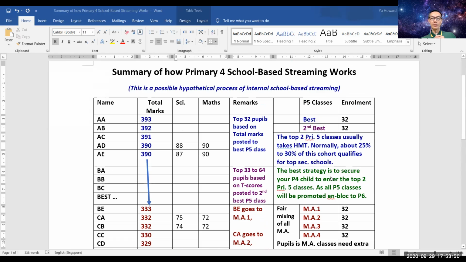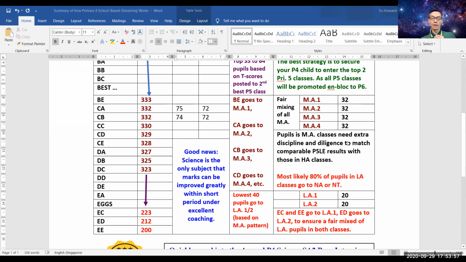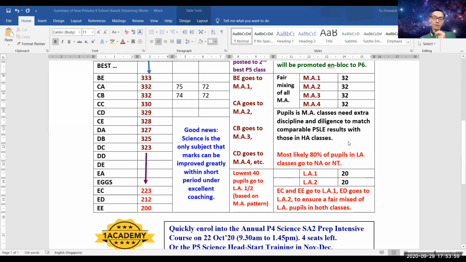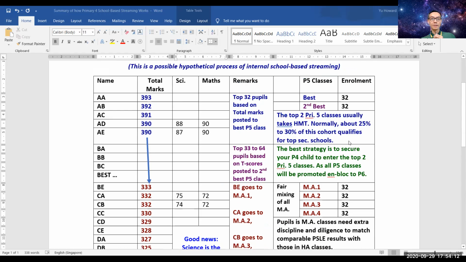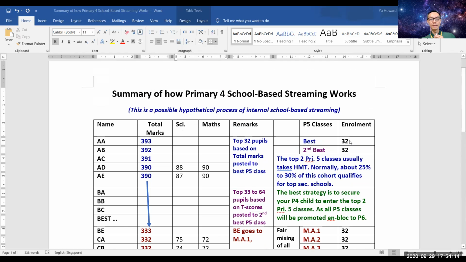Assuming this school adopts an enrollment of 32 students each in all the classes except the low ability classes, because usually the school leaders decide to have fewer students in the low ability classes to allow the students more time to interact with the teachers. I think that is a good choice if they have sufficient manpower. Assuming the 4 subjects in SA2 have a total of 400 marks.